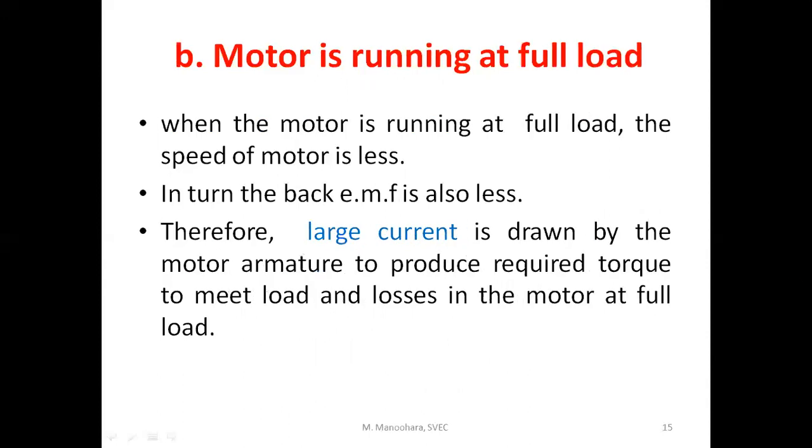Next, we will go to the second case. Motor is running at full load. If the motor is running at full load, the speed of the motor is reduced. If speed is reduced, back EMF is also reduced, because back EMF is directly proportional to speed. If back EMF is reduced, with supply voltage and armature resistance constant, therefore the motor draws large current. This large current is used to supply the output of the machine under full load conditions, and losses that occur at full load.